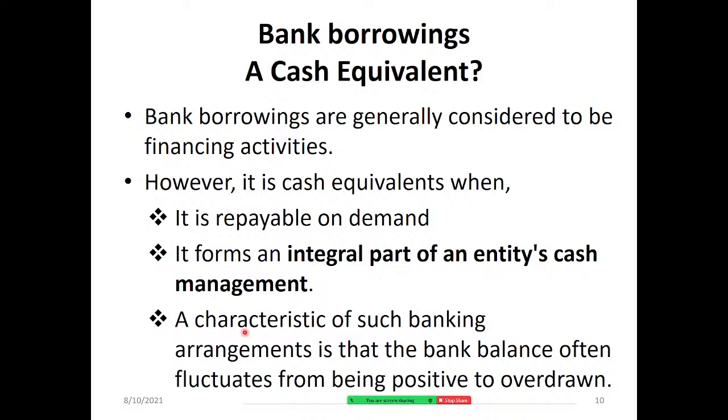Now, bank borrowings. For example, normally a business person uses the current account and cheques to pay obligations. If a particular businessman does not have enough funds in hand, he uses the bank overdraft facility. In such circumstances, we can consider the bank overdraft as a cash equivalent. Bank borrowings are generally considered to be financing activities. Normally businesses borrow for a long term, so that can be categorized as financing activities. But bank overdraft facilities can be categorized as cash equivalent.